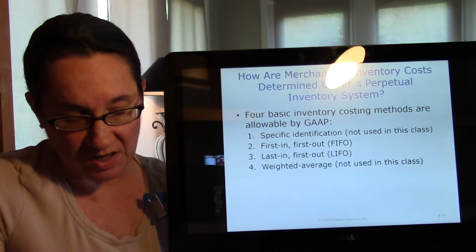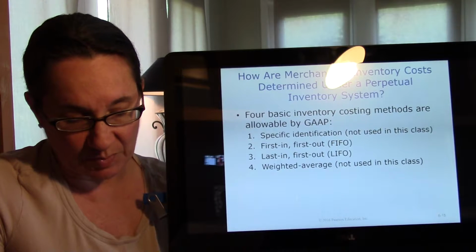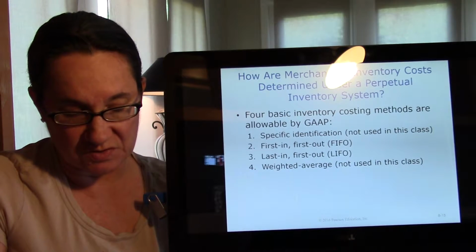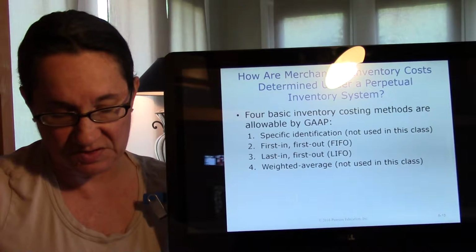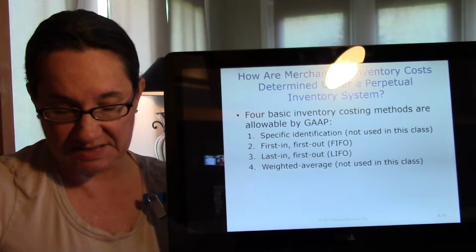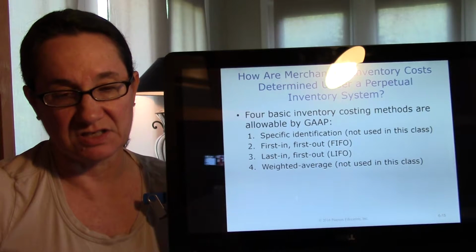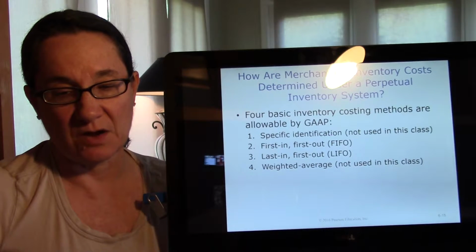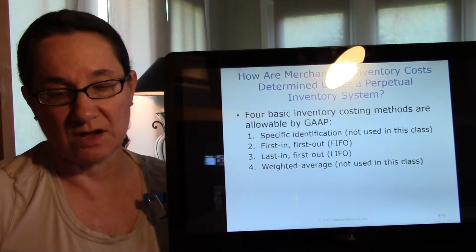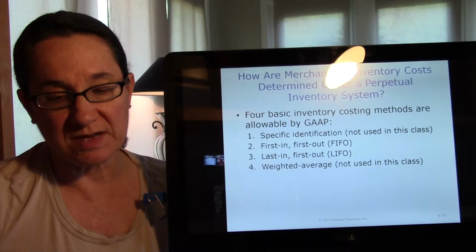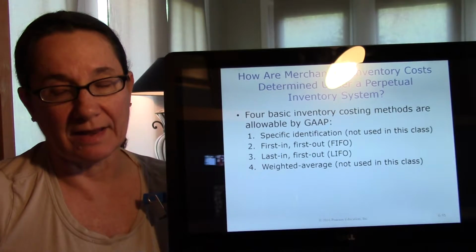An inventory costing method is a method of approximating the flow of inventory costs in a business that is used to determine the amount of cost of goods sold and ending merchandise inventory. The costing methods are specific identification, first in, first out, last in, first out, and weighted average. For this course, we will only consider FIFO and LIFO.